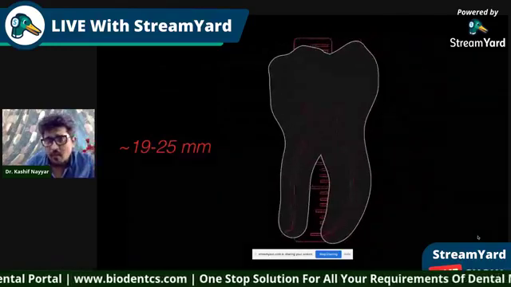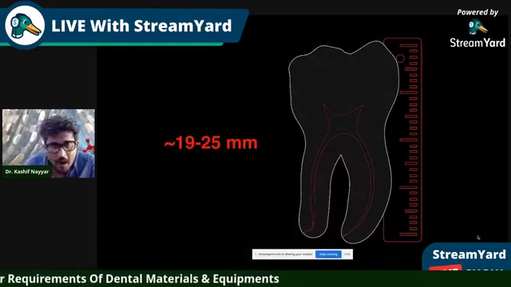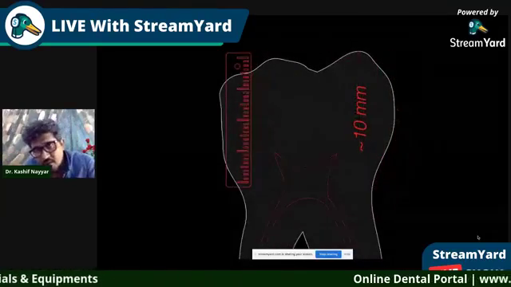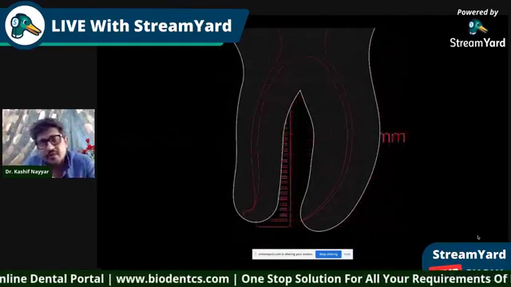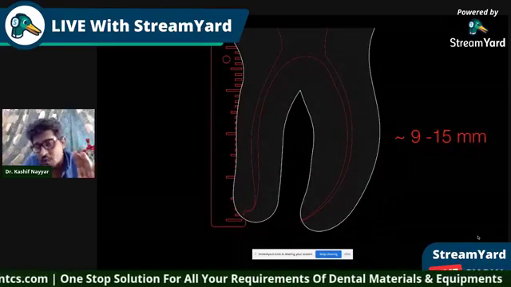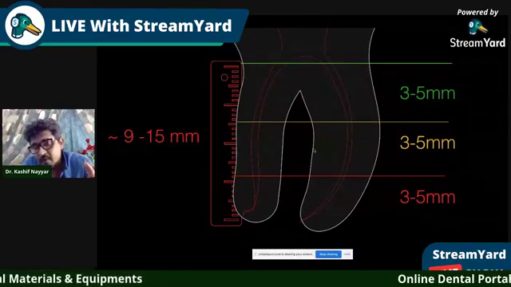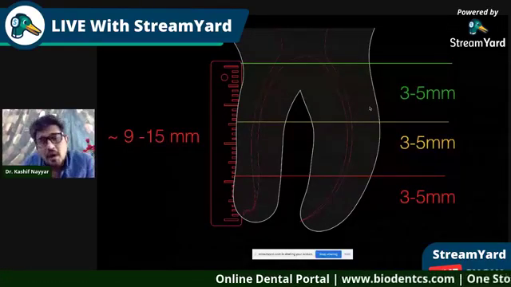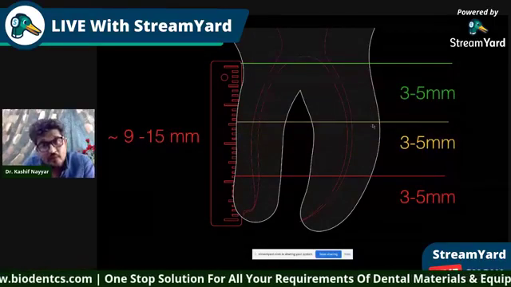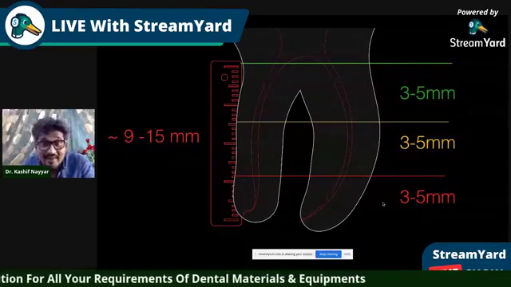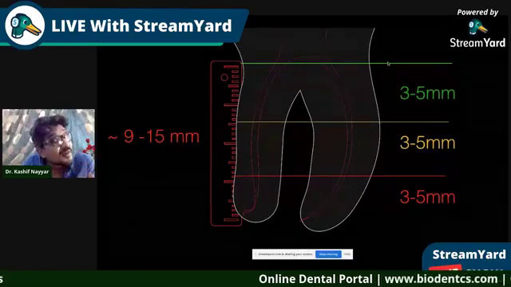The strategy is, we know that the average length of the tooth is between 19 to 25 millimeters, and the average length of the crown is around 10 millimeters. So it's giving us between 9 to 15 millimeters of the root portion. And if we divide this portion into coronal, middle, and apical portions, we get 3 to 5 millimeters in the coronal portion, 3 to 5 millimeters in the middle portion, and 3 to 5 millimeters in the apical portion. And breaking it down in sequence makes it easier to prepare the canal in a more predictable way.